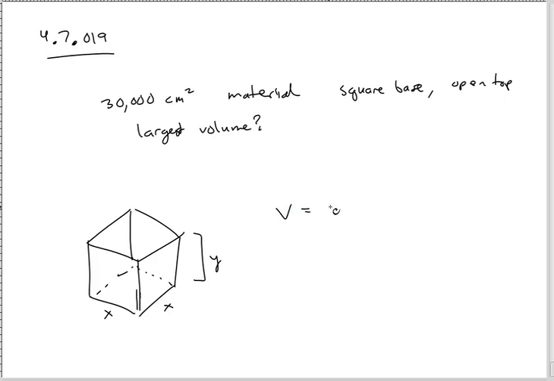So volume would be x squared y, because you've got x times x times y. And this is going to be my maximum. My surface area is going to be the base and then 4 sides. So x squared is my base, x times x, and then I have 4 times x times y, one for each of these sides, and there's 4 of them. There's no top. And this is equal to 30,000.